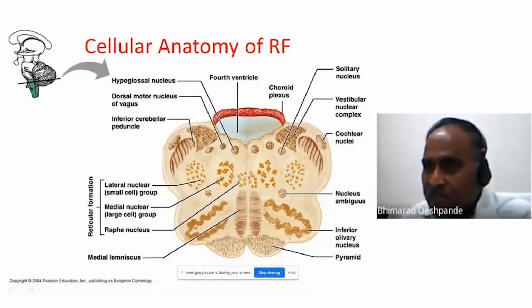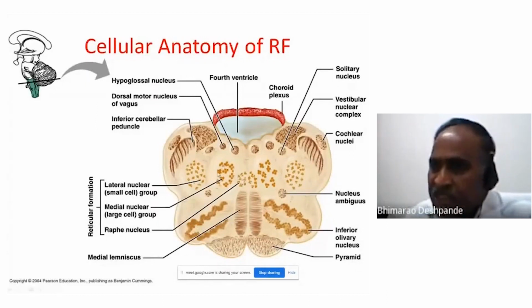These are paramedial Raphe nucleus. These are descending and ascending. So then these are the medial group. That means next to the paramedial, there are these things. These are magnocellular, large cells. You have these large cells.